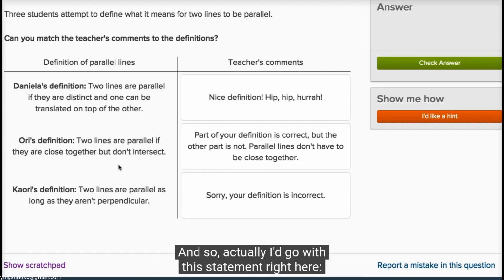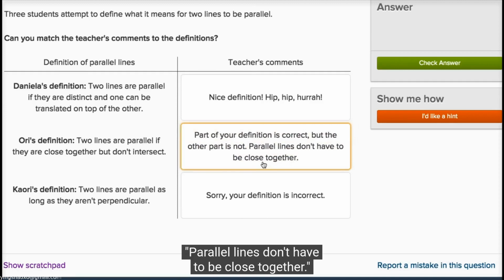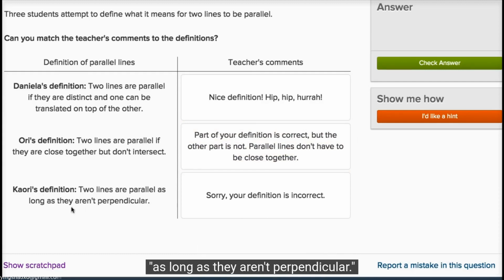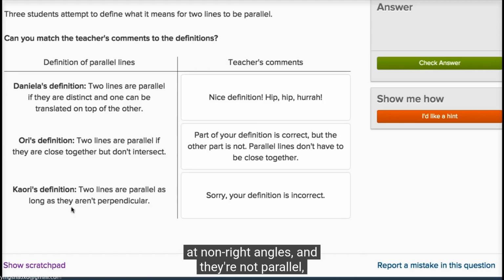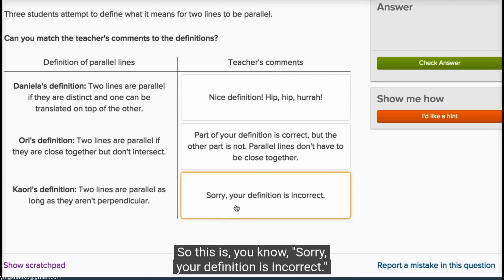And so, actually, I'd go with this statement right here. Part of your definition is correct, but the other part is not. Parallel lines don't have to be close together. So this isn't a good definition of parallel lines. And let's see, Kaori. 2 lines are parallel as long as they aren't perpendicular. Well, that's just not true. Because you can have 2 lines that intersect at non-right angles, and they're not parallel, and they're also not perpendicular. So, sorry, your definition is incorrect.